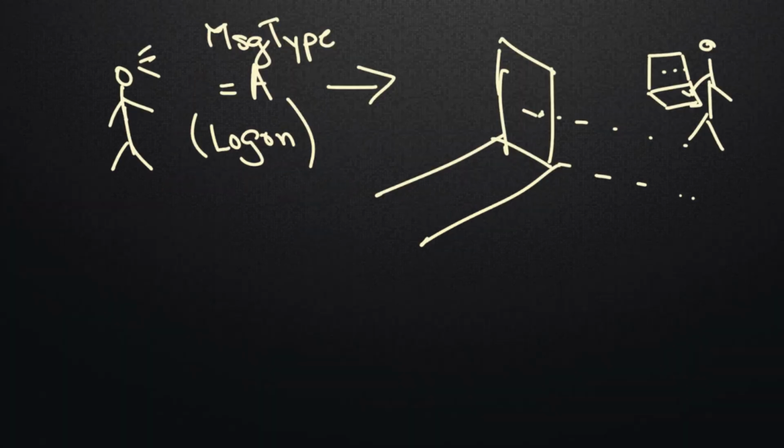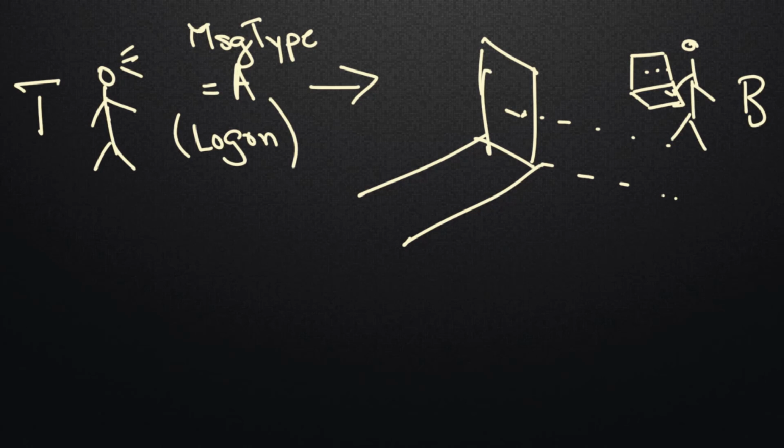Using the Fix protocol, this trader will then package this information into a Logon request, a special message of message type A. If you remember the message type tag 35 from our previous video on the anatomy of the Fix protocol, the trader here is going to compose this message and then send it across to the broker at this point in this Fix session.